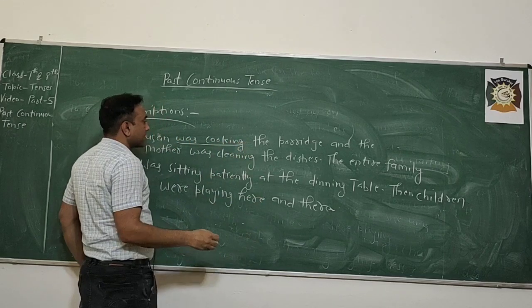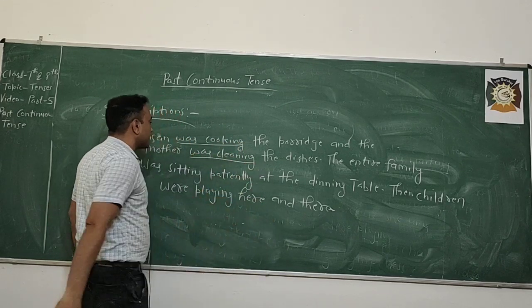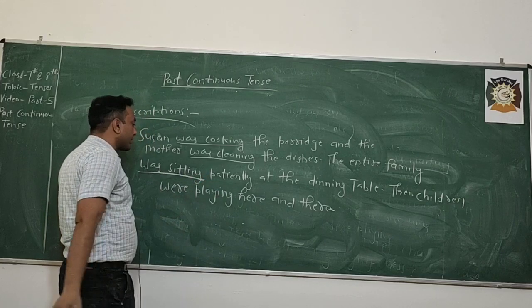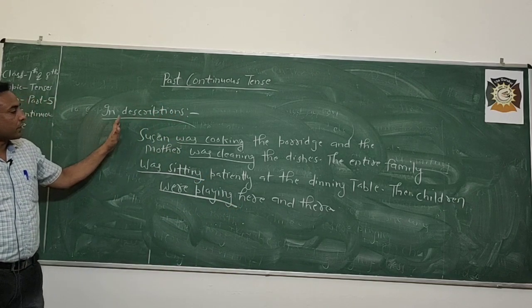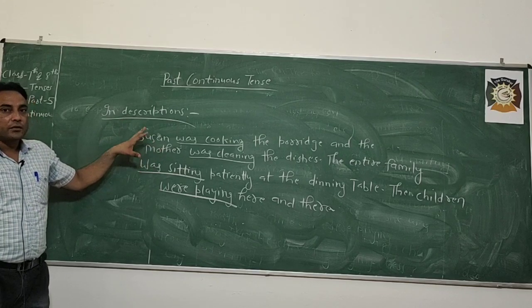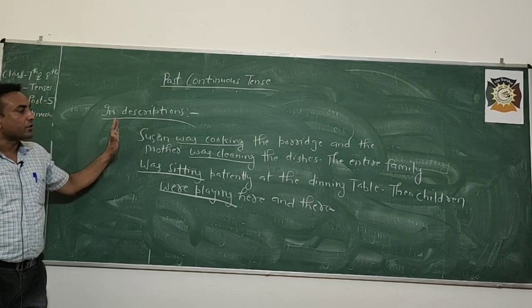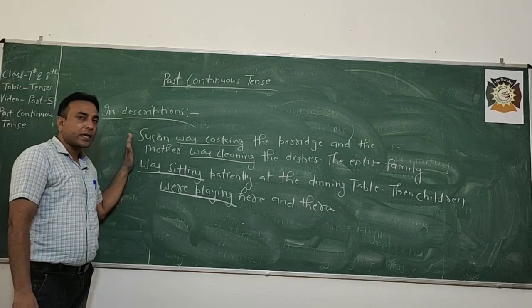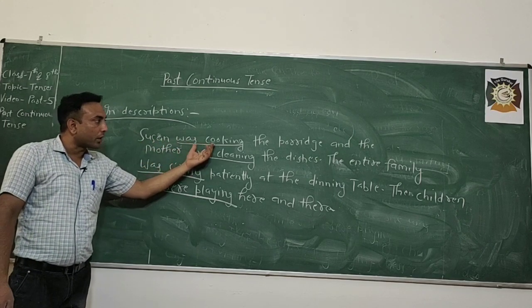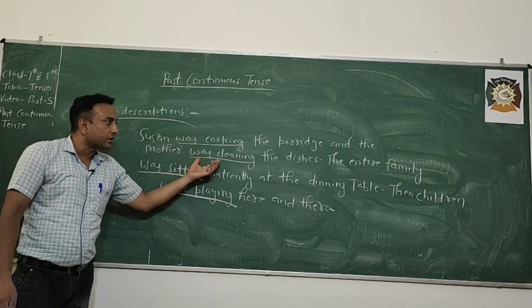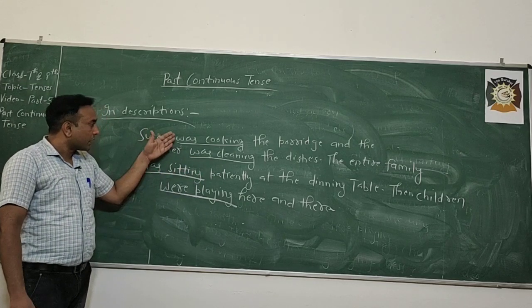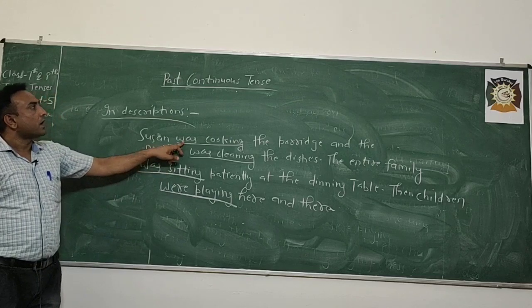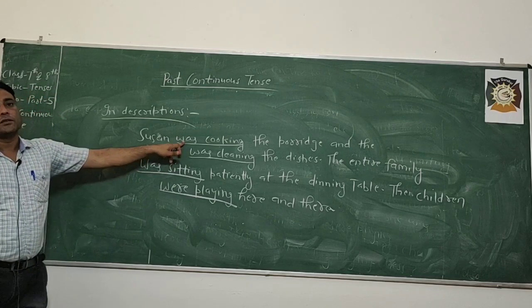This is past continuous tense. Was cleaning, past continuous tense. Was sitting, past continuous tense. Were playing, past continuous tense. Means while describing the things, you have described an incident when you took your meal or dinner together. So Sushan was cooking the porridge and the mother was cleaning the dishes. The entire family was sitting patiently. So in all the lines, past continuous tense was used.